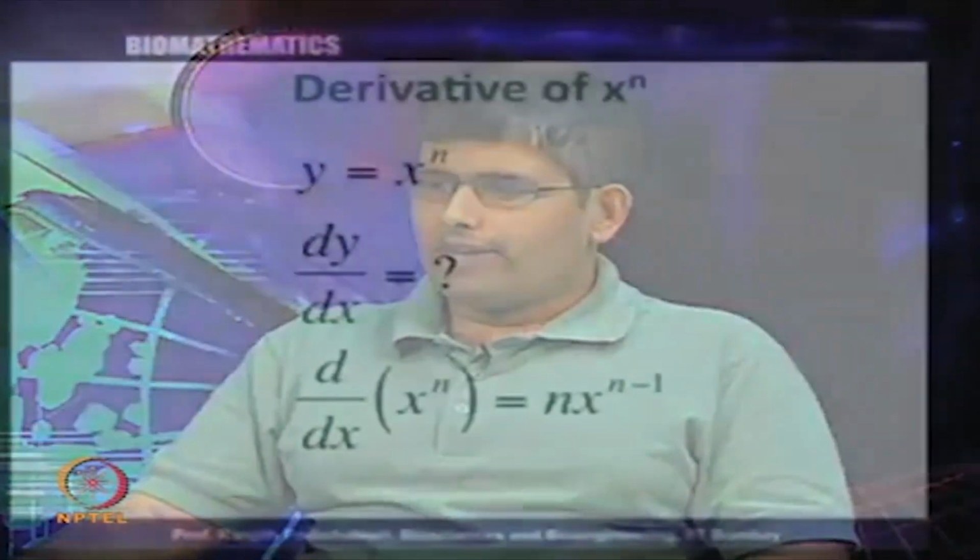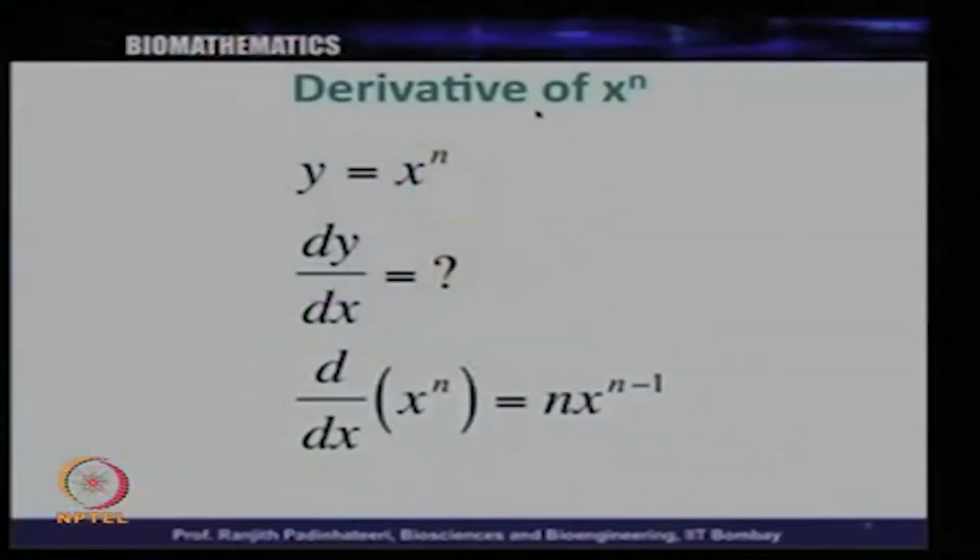So the first thing you should learn is the derivative of x power n. So you had x, x square, x cube. So n is any number. So x could be 0, 1, 2, 3, 4. So whenever you have a function y equal to x power n, what is the derivative? What is dy by dx? This is the first thing you should learn, and the rule is that the derivative of x power n is n x power n minus 1.